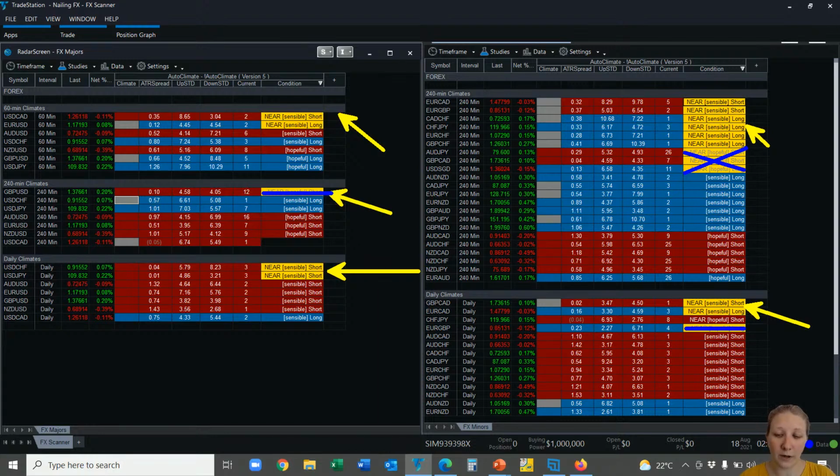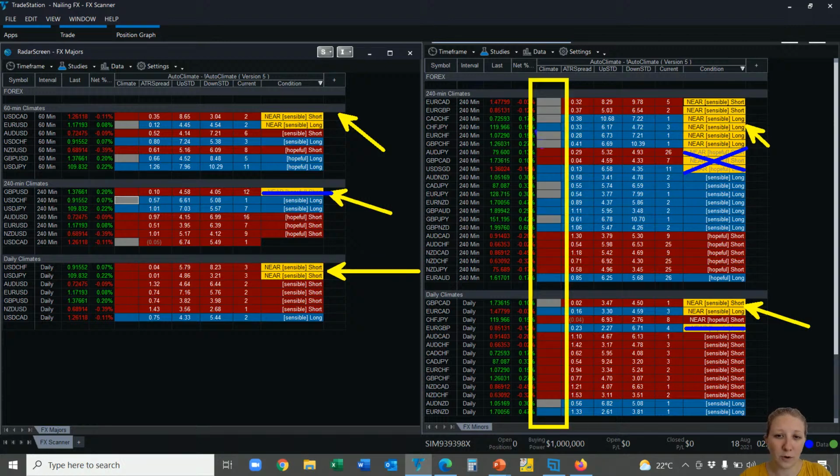One more thing we want to look at is this column here. See, we have blue boxes, red boxes, and grey boxes. Red boxes tell us we have probability to the downside. Blue boxes tell us we have probability to the upside. Grey boxes tell us we don't have enough probability either way. So we'll avoid the grey boxes because we don't want to be trading where we don't have probability.